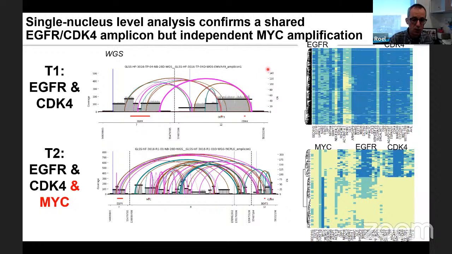When we do the same analysis for the recurring time point, we see that there's a clear separation between cells expressing MYC and cells expressing EGFR and CDK4. So even though the whole genome sequencing data implied that there's one single structure containing all three oncogenes, the single cell data shows that the MYC amplicon is actually a separate clone from the EGFR CDK4 clone.